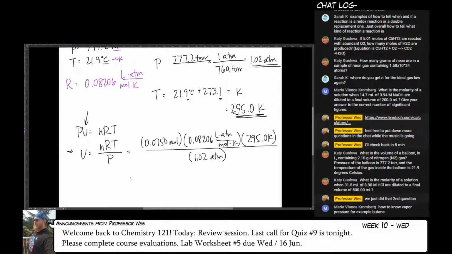And all of that goes in my calculator, and it should give me an answer in whatever unit is left. So moles cancel out, Kelvin cancels out, atmospheres cancel out. Liters is all that's left, so that makes sense. Volumes are in liters. And so punching all that in the calculator, I got 1.78 liters.